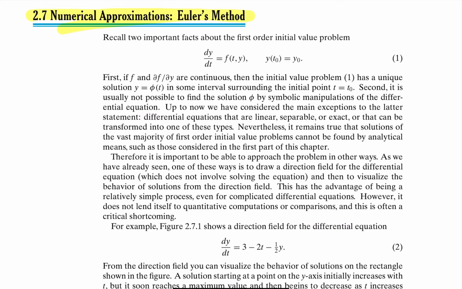Hello everybody. We will start doing 2.7, numerical approximations, Euler method. I advise you to watch the video and just go over it.